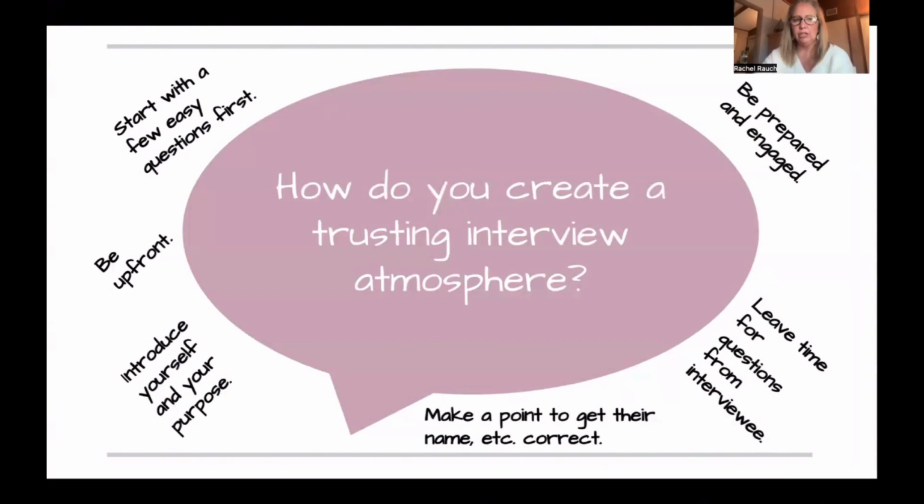Always start with a few easy questions first and be upfront about how the questions are going to be used, and if at any point they do not want to share information or they don't want the information published, they can claim it to be off the record. And then you want to make a point that when you are publishing the answers to the questions, you always get their name and title correct, and tell them up front that if they're not comfortable answering any questions, they don't have to. And then at the end, leave time for questions from the interviewee as well. Mainly, you want it to be mostly a conversation between two people, so they don't feel like they're being grilled. And then show them you value their information by being prepared and engaged and taking good notes. I always recommend my reporters ask for permission before the interview to record it so they can get the information correct.